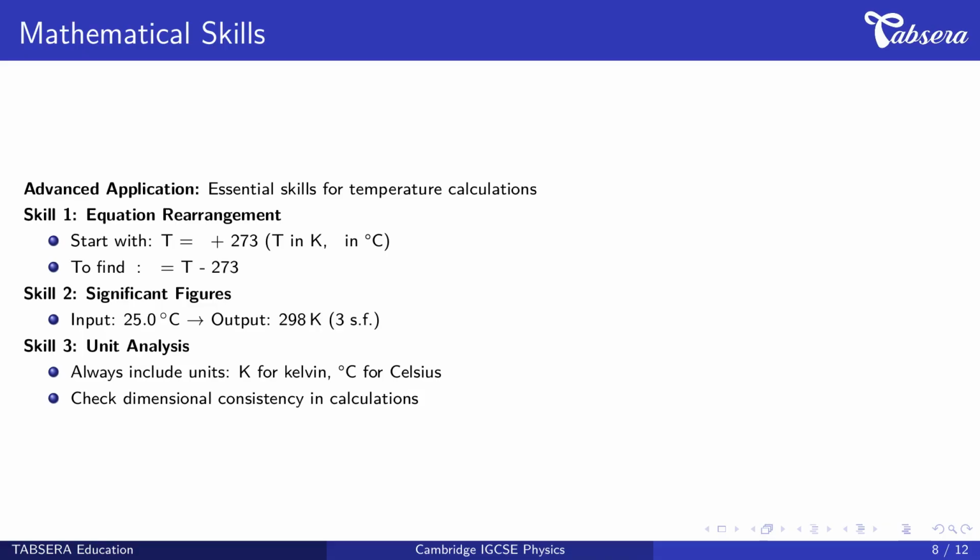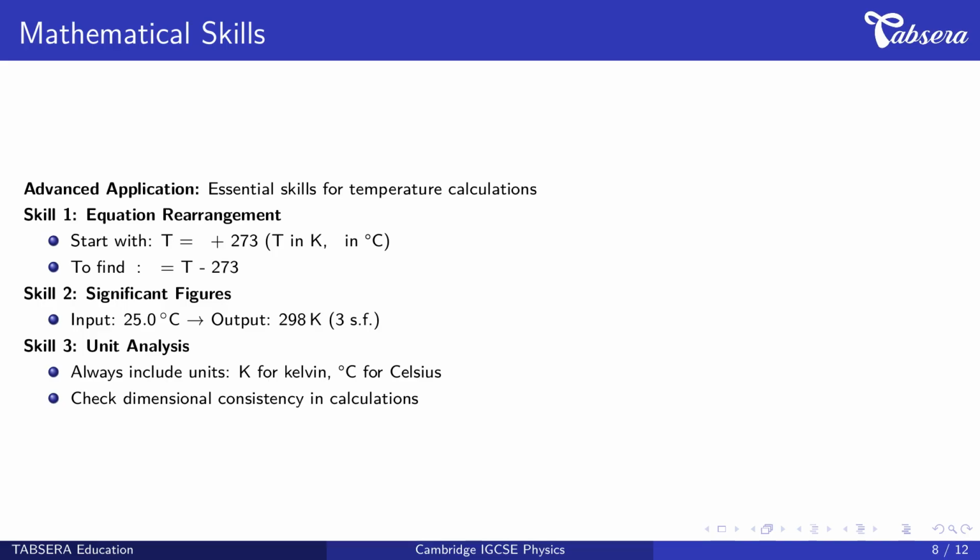Mathematical skills are crucial in temperature conversions. Let's examine 3 key skills. First, equation rearrangement. When we need to find a different variable, we rearrange algebraically, starting with T equals theta plus 273, where T is temperature in Kelvin and theta is temperature in degrees Celsius. To find theta, we subtract 273 from both sides. The result is theta equals T minus 273.